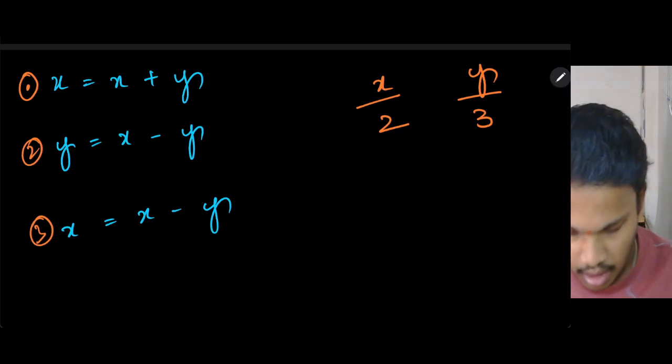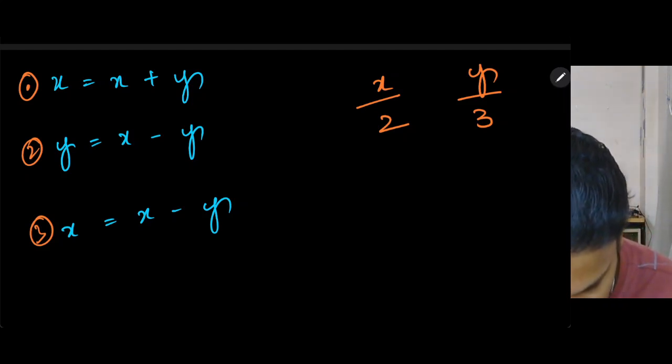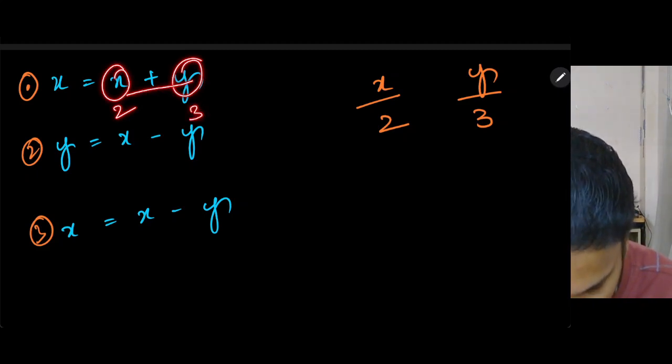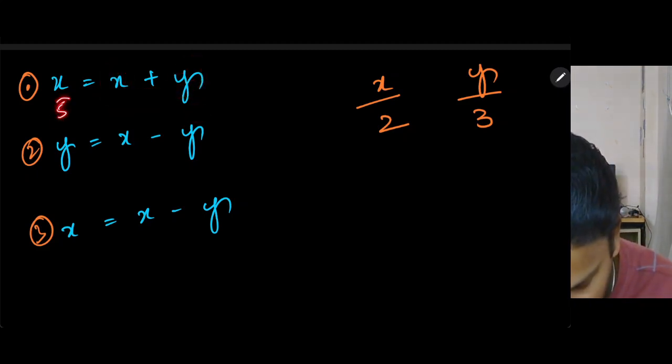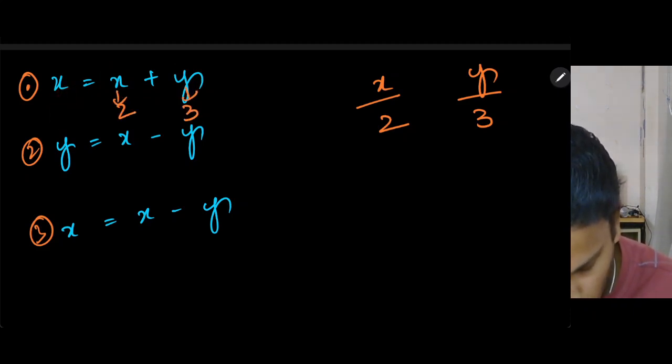I think everyone knows this. Now how does it execute? First, x plus y. What is x? x is 2. And what is y? y is 3. 2 plus 3 is 5. So the x value will become 5, right? The x value is 2, y value is 3. Now x plus y, 5 will be stored in x.